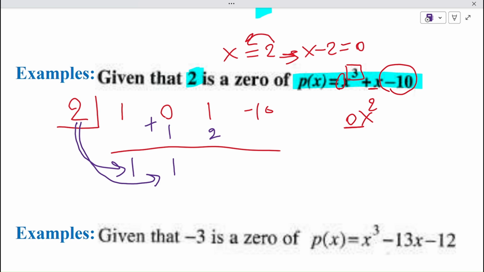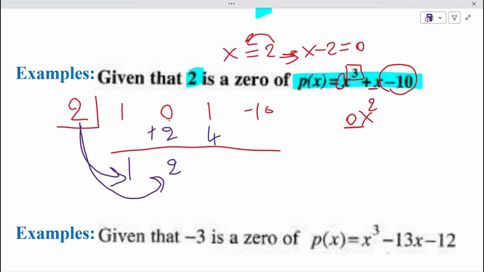2 times 1 is 2. Sorry, this is just confusing. At the first, put down this one. 2 times 1 is 2. Write 2 here and add it. Put down 2. 2 times 2 is equal to 4. Add it again.